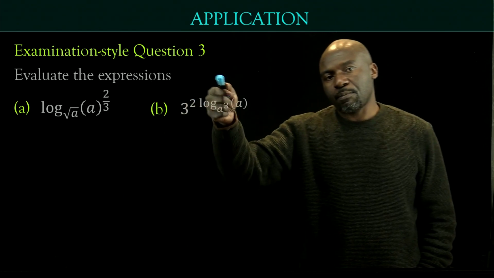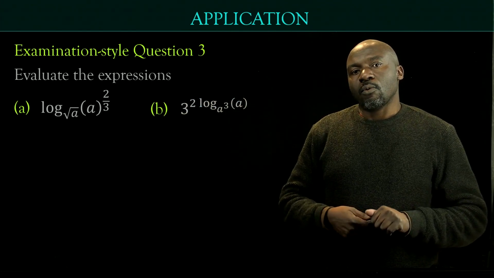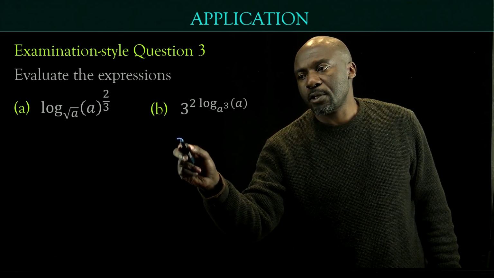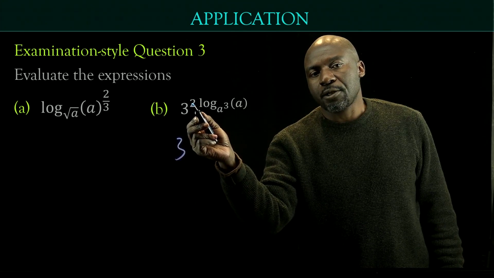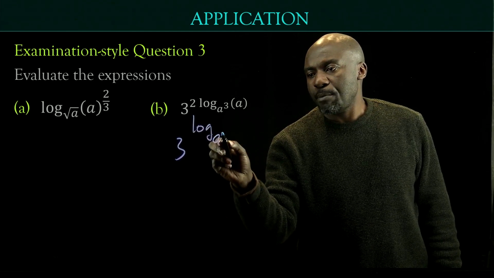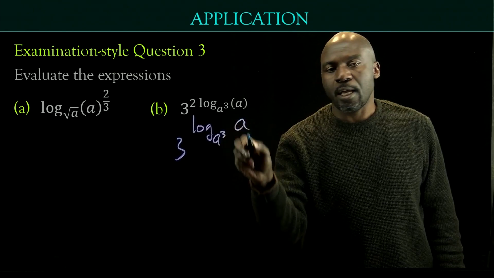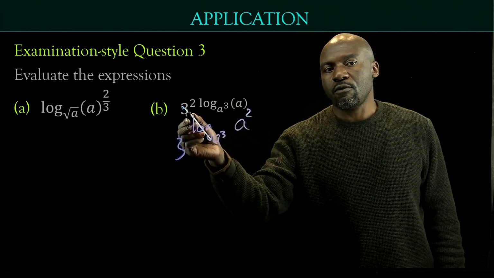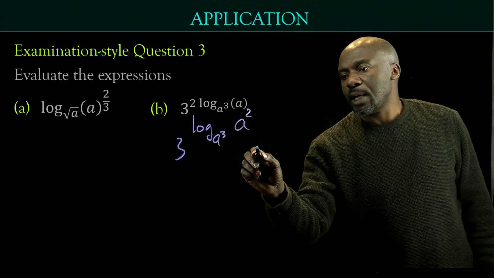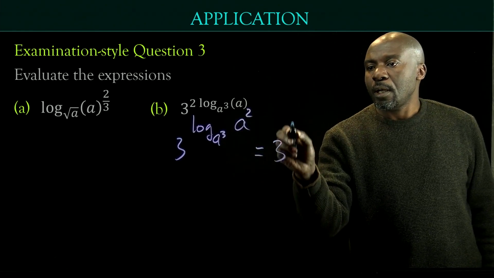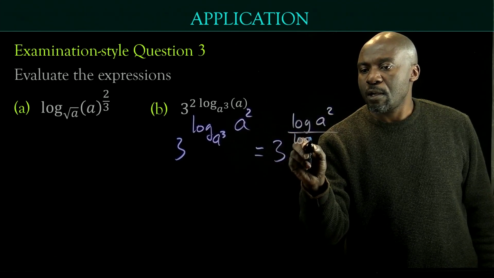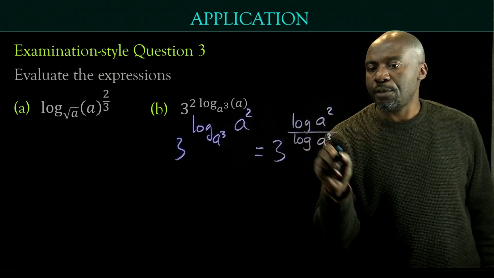So I'm going to have to change the base of that power of 3. Okay? So what I'm going to do here is I'm going to write this as 3 power, and I'm going to move that 2 back up so that I have log to base a power 3 of a power 2. Okay, so I've moved the a back up. And now I'm changing the base of this exponent here. So I'll write that as 3 log of a power 2 over log of a power 3.